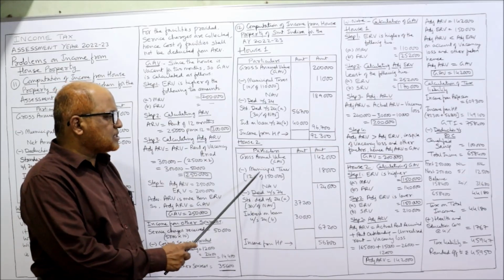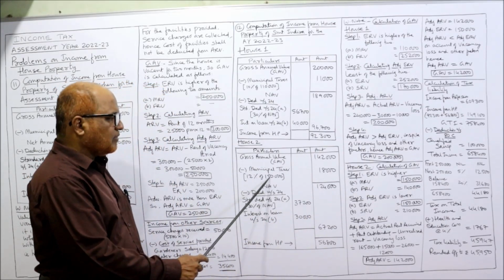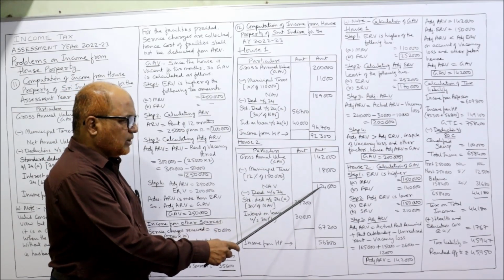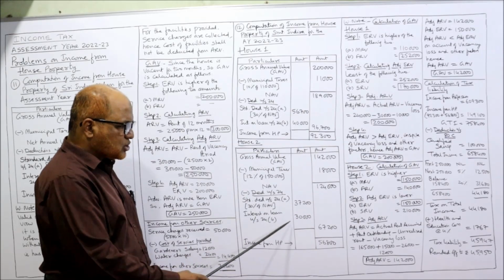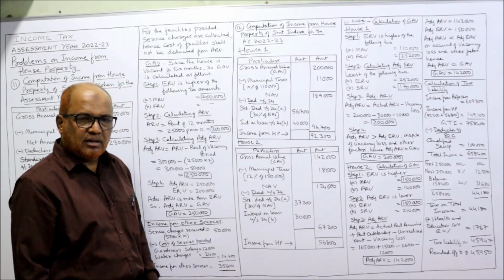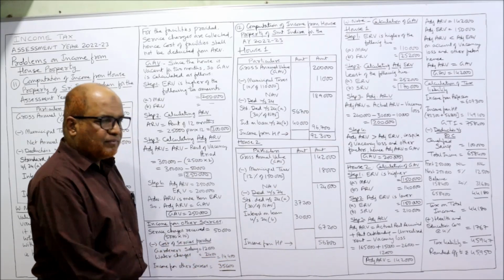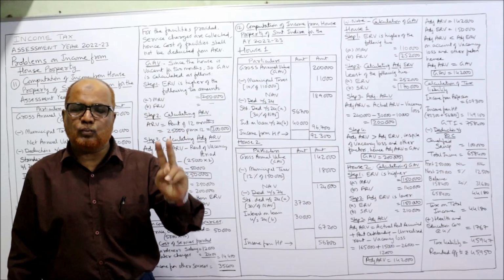Municipal taxes, 12% of MRV. MRV is 1,50,000. So 12% of 1,50,000 is 18,000. Deduct, 1,24,000. 30% of 1,24,000 is 37,200. Interest on loan given in the problem, 30,000. Take total, 67,200. Deduct 67,200. 56,800 is the income from house property, house number 2.